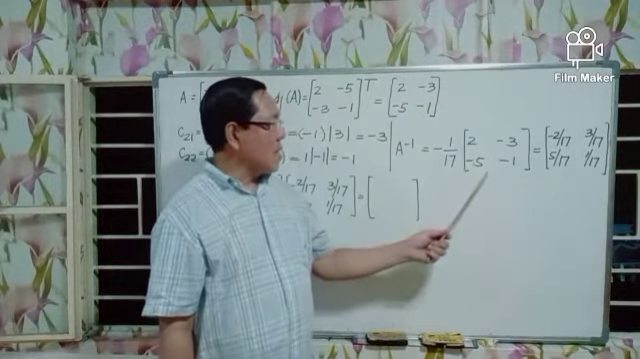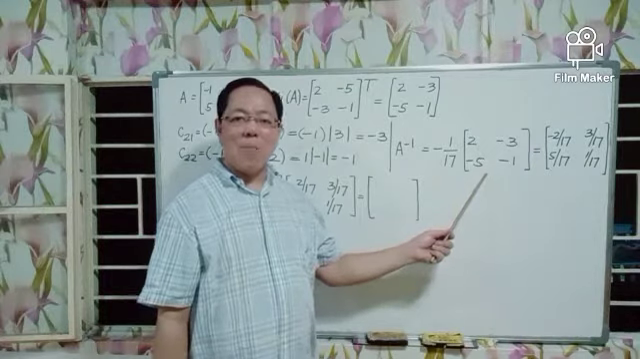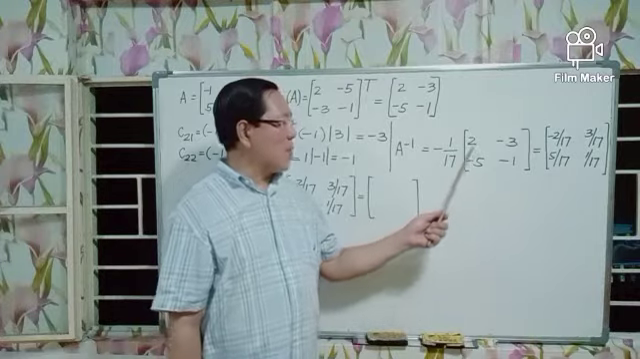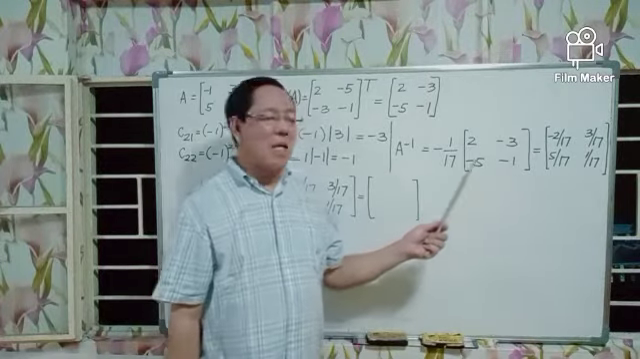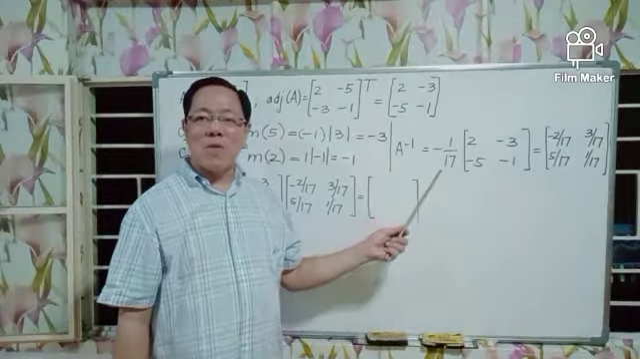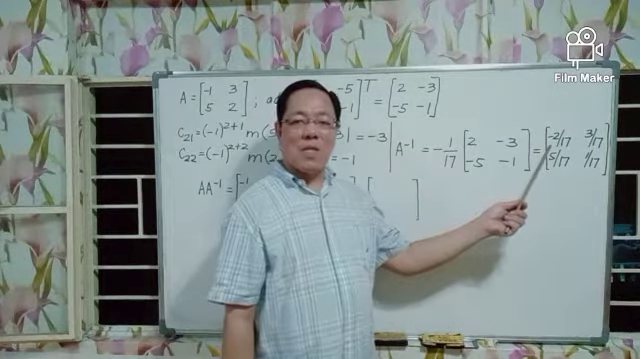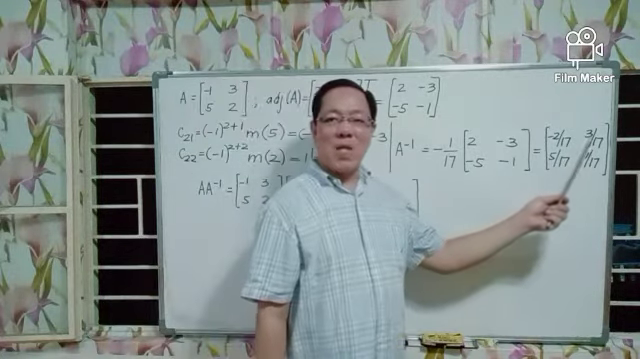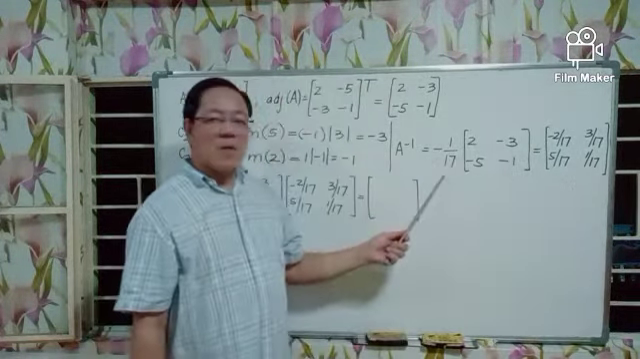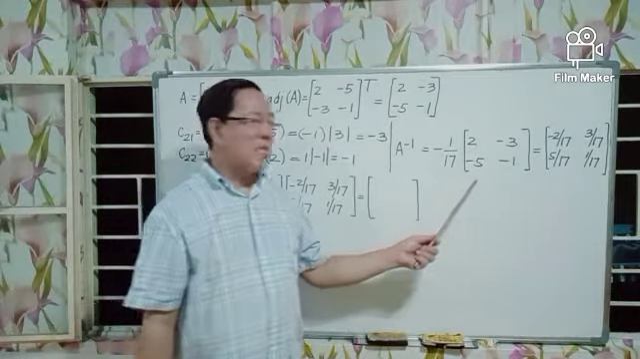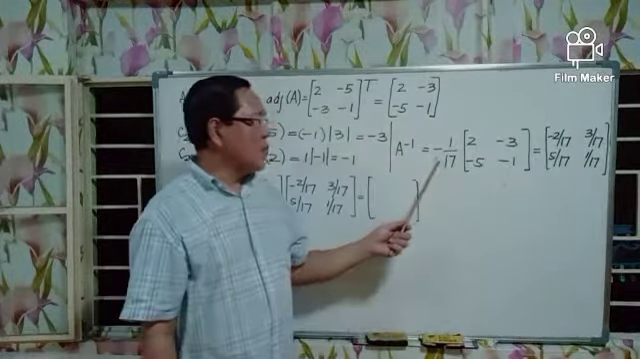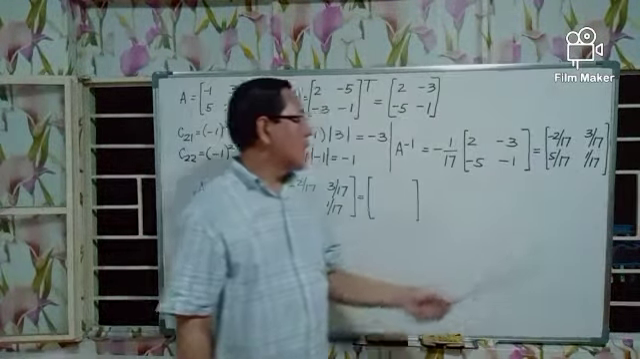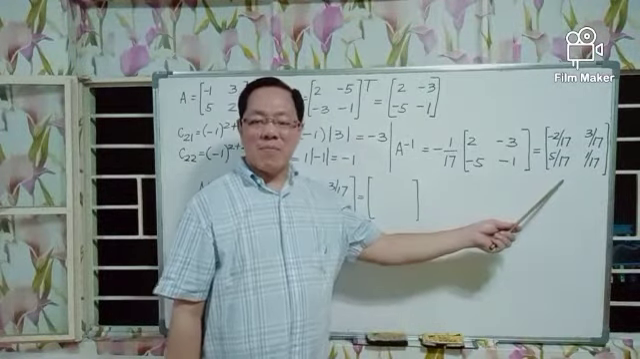And this is matrix scalar multiplication, a scalar by a matrix. To multiply a matrix by a scalar is to multiply each entry of the matrix by the scalar. We multiply negative 1 over 17 by 2, we get negative 2 over 17. Negative 1 over 17 multiplied by negative 3 is positive 3 over 17. Negative 1 over 17 multiplied by negative 5 is positive 5 over 17. Negative 1 over 17 multiplied by negative 1 is positive 1 over 17. And this is now the inverse of A.